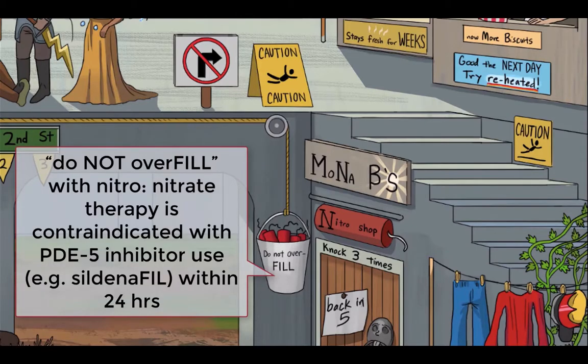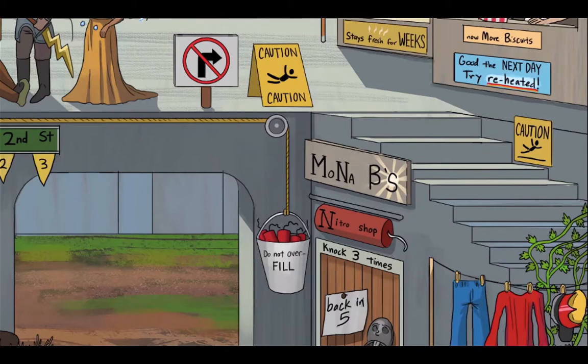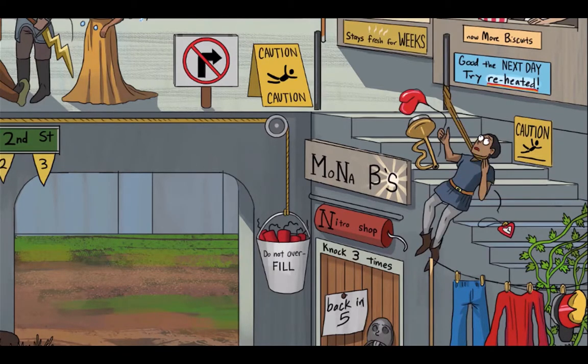On top of that, one more contraindication to keep in mind. That do not overfill bucket is here to remind you that nitro is contraindicated in patients who have recently used a phosphodiesterase 5 inhibitor like sildenafil, tadalafil, or vardenafil. These medications are used to treat erectile dysfunction as well as pulmonary hypertension, but their combined effects with nitro can precipitate severe hypotension.